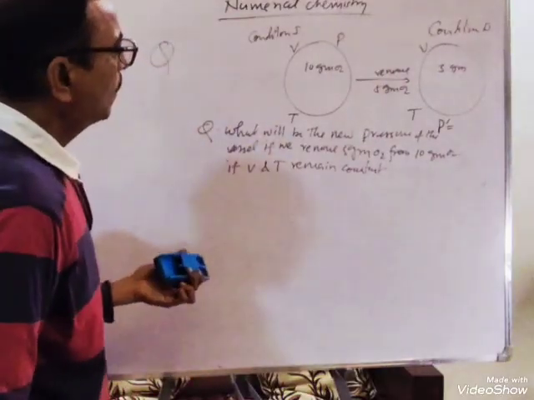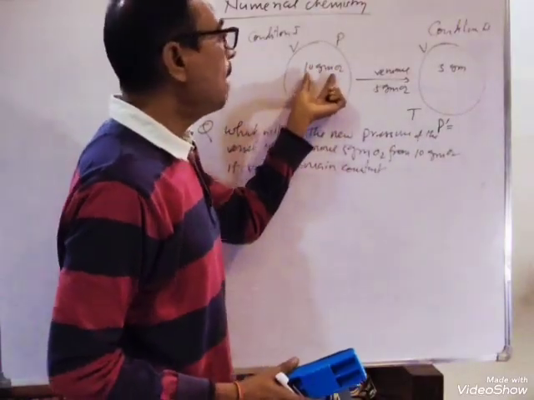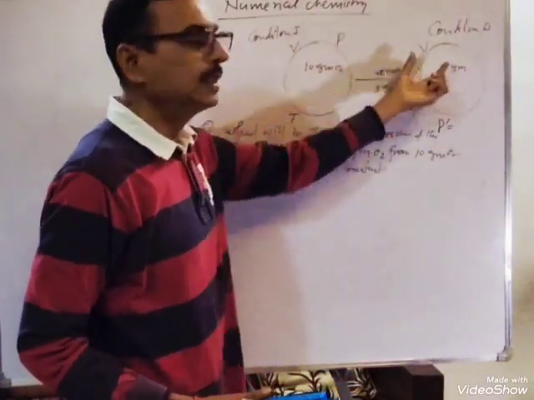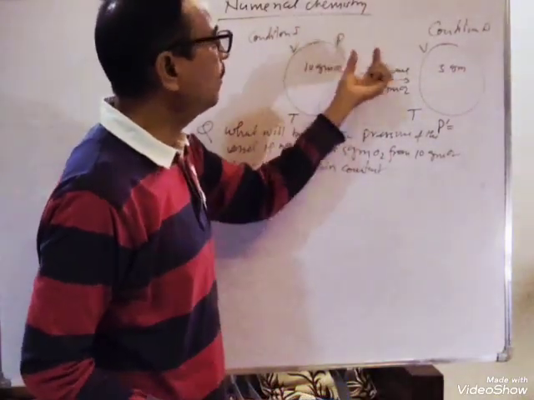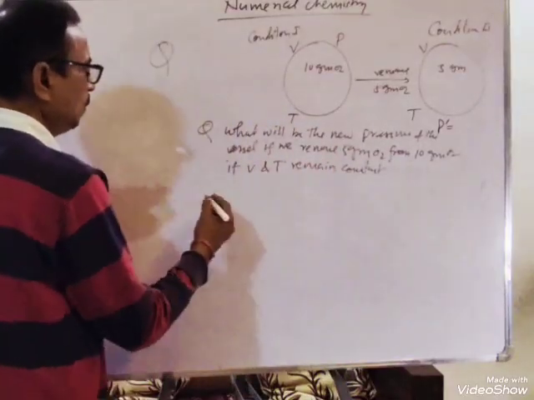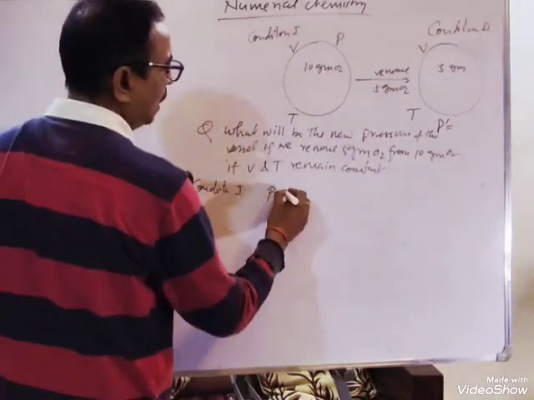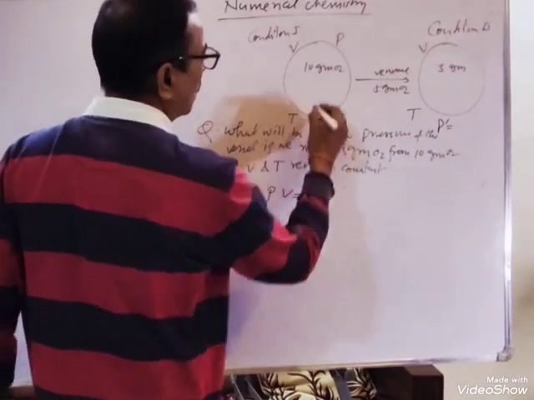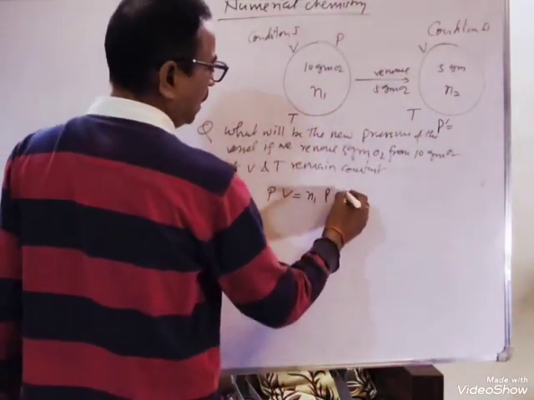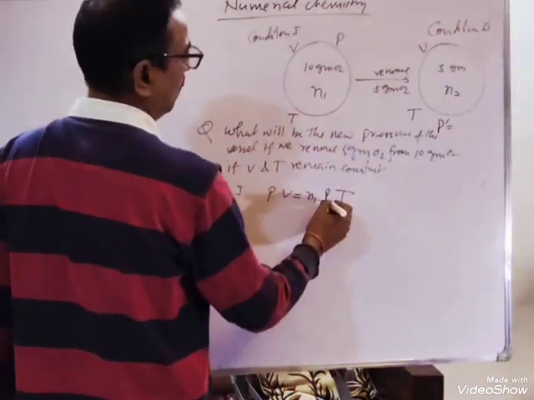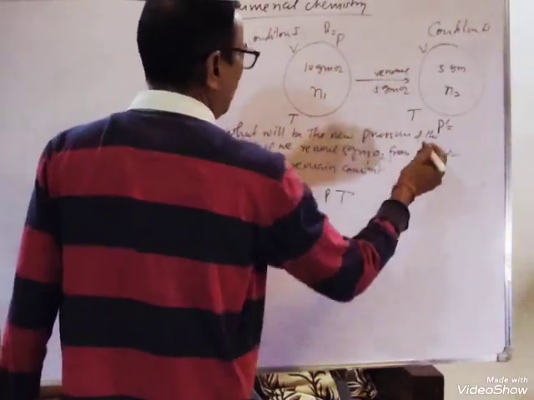How will you do? There are two conditions. Here number of moles are varying. Volume and temperature is constant. Pressure varying, number of moles are varying. So we see first condition: pressure into volume equal to number of moles. Suppose in first case the number of moles is N1, in second case number of moles is N2. Pressure is P, temperature remains constant. Suppose pressure is P1 and the value of P1 is P.